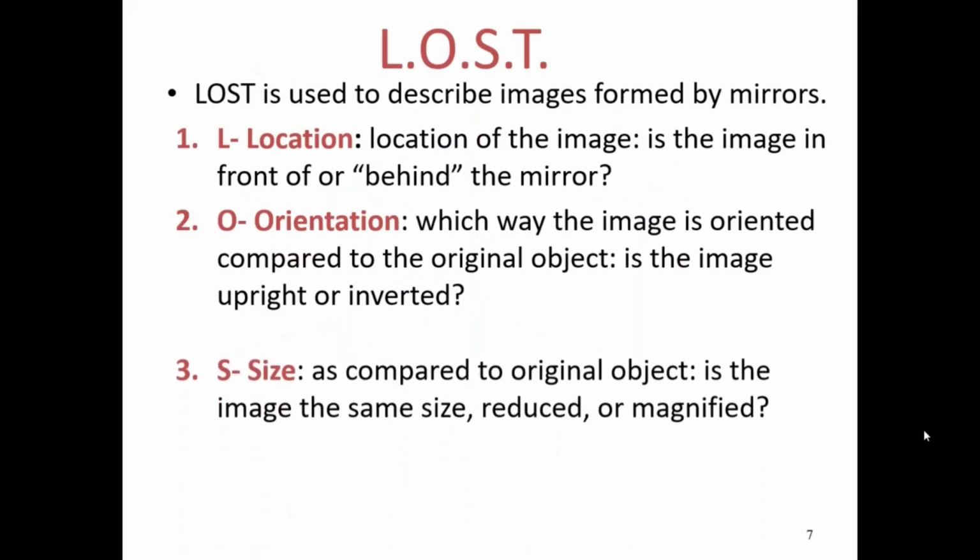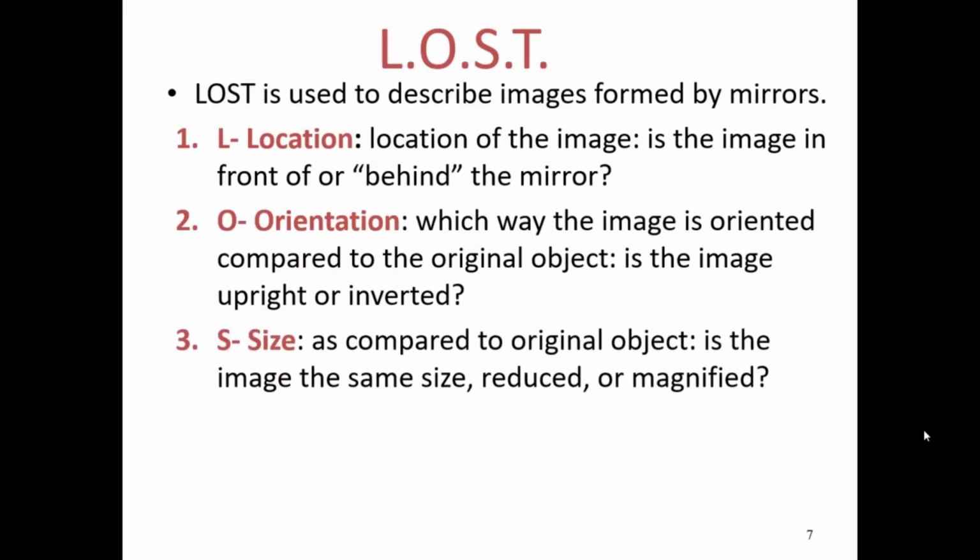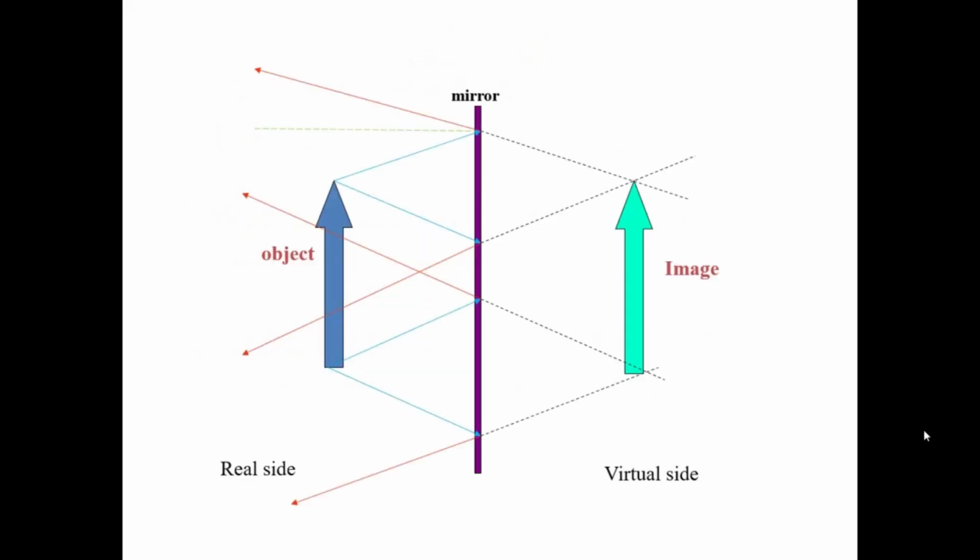Next is size, and again that's just what it is compared to the actual object. Is the image the same size, reduced, or magnified? So again, we look at the image here, it is the same size as the object. Sometimes they might look close in some of the examples we're going to do in future mirrors and lenses, and so you might have to measure them to see if one's larger or smaller than the other.